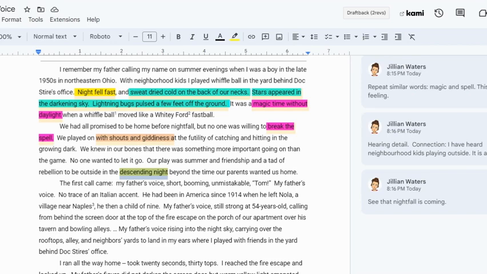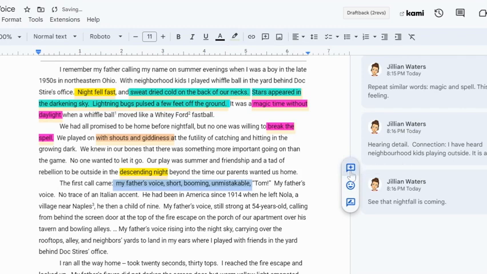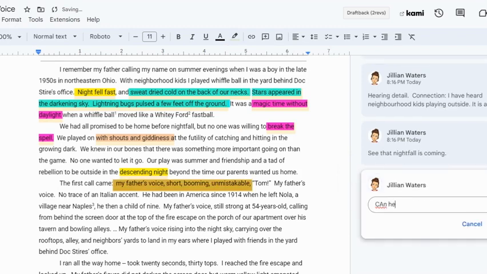The sensory detail that I chose here is the piece where they describe my father's voice, short, booming, and unmistakable. You can hear that idea of the father calling home his son. So we can hear the details of the father's voice.